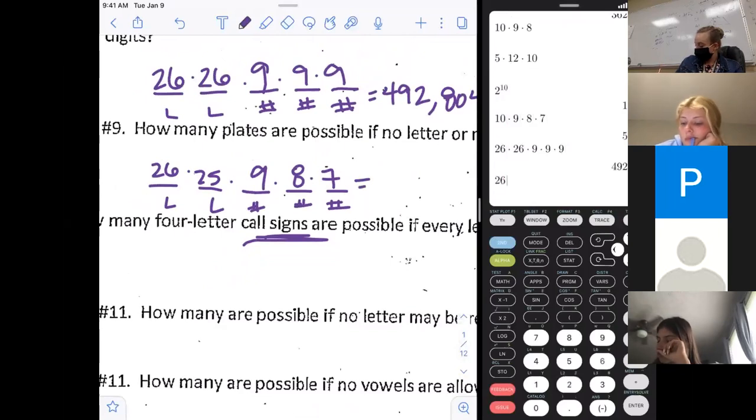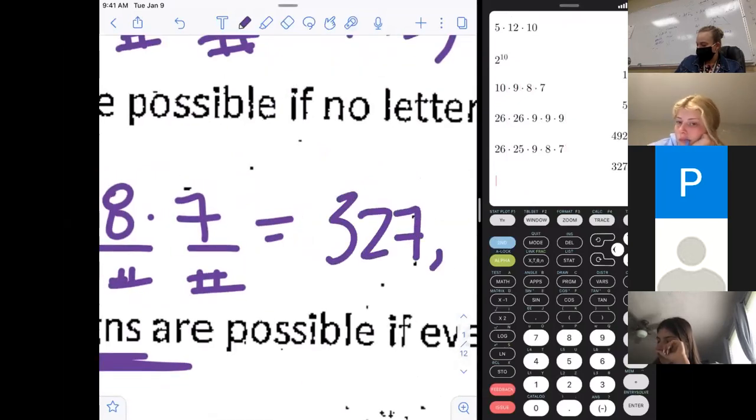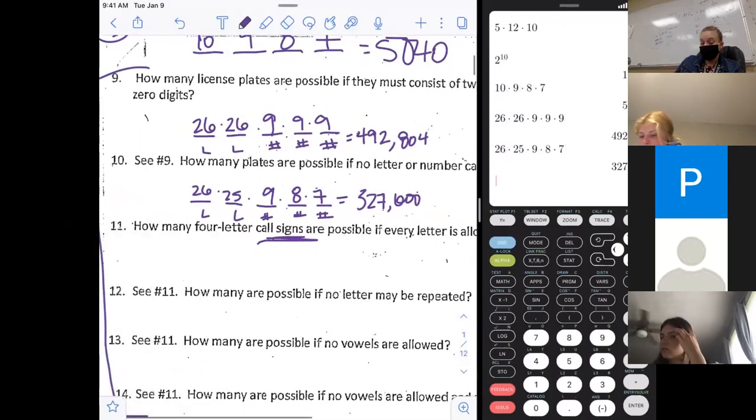All right, I can multiply those really quick if I want. I don't know if I said this or just thought it, but to me it matters more what your setup is, like that you did 26 times 25 times 9 times 8 times 7, versus this number. That doesn't mean as much to me as the actual setup. So make sure that you show me the setup.